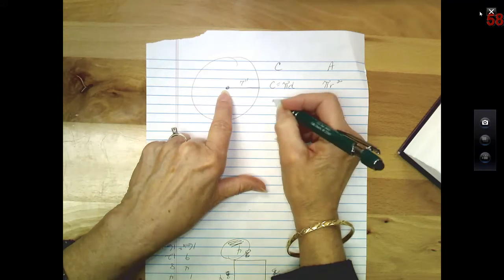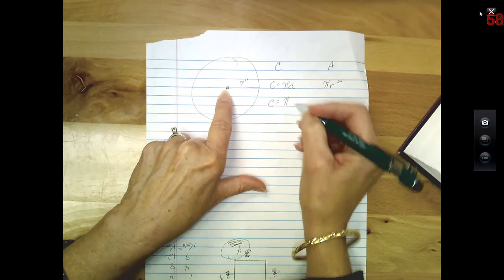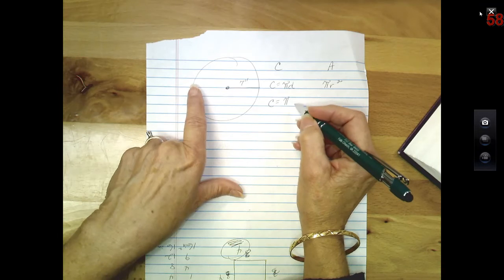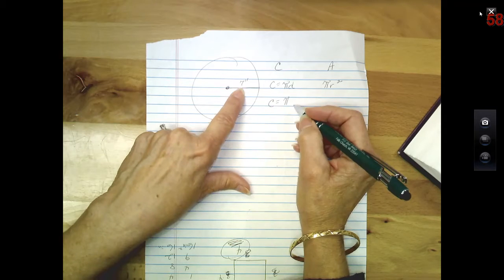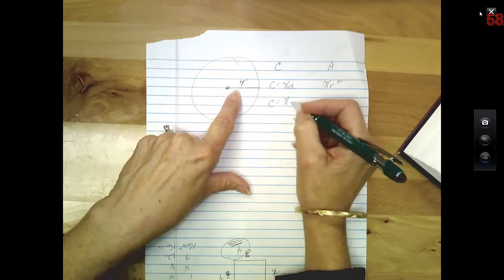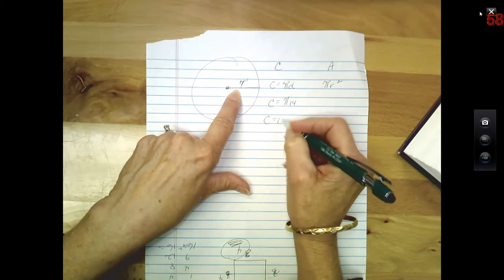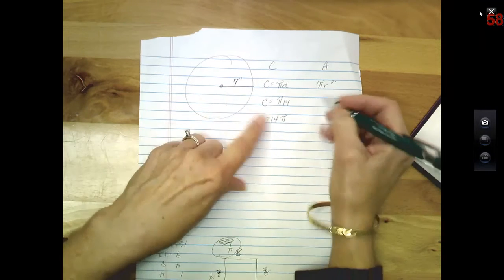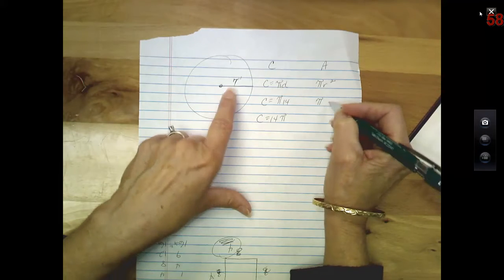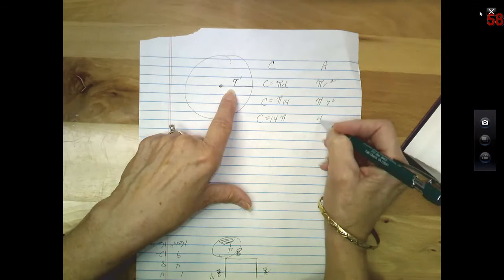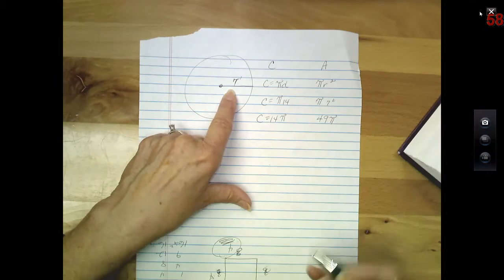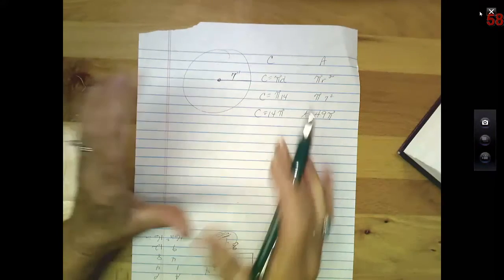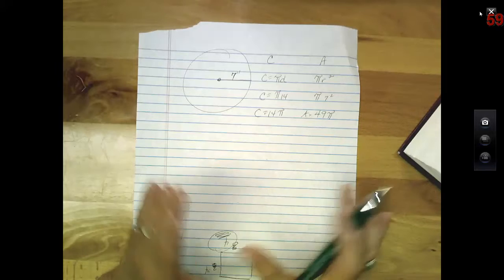Now, pi times d, what would be the diameter? 14. So your circumference is 14 pi. You multiply that on your calculator and get the answer. The area is pi times the radius, which is 7 squared, or 49 pi. You have to get the right formula and also know what circumference, diameter and radius are.